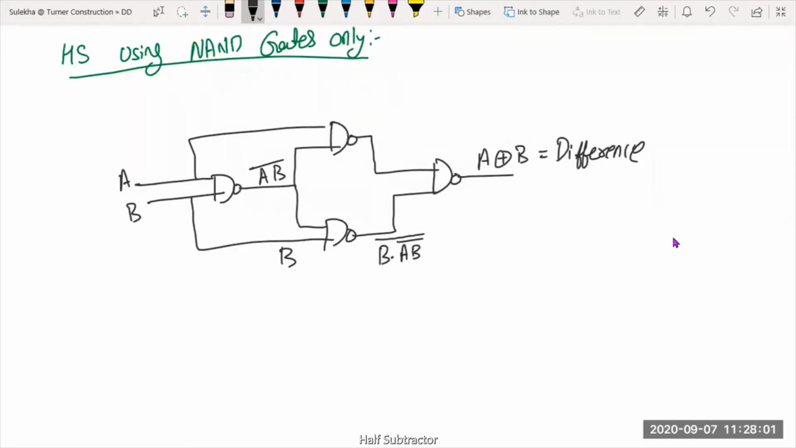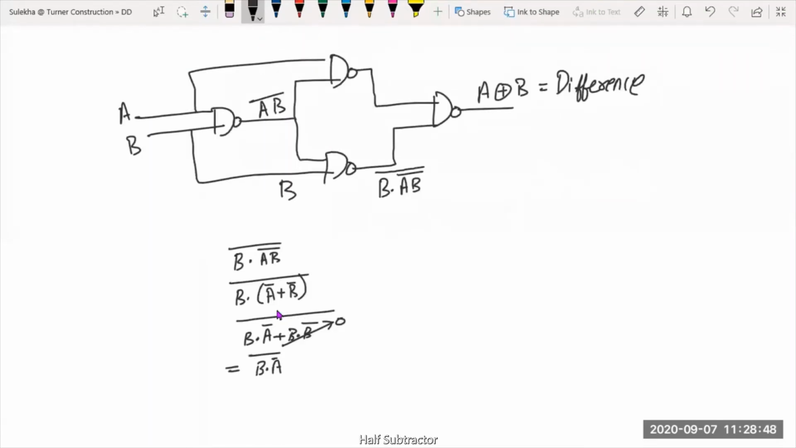If I solve this using Boolean algebra, this is nothing but B dot A B bar whole bar, and if I apply De Morgan's theorem and open the bracket, this is basically B dot A bar plus B dot B bar, and B dot B bar is 0, so I am getting B dot A bar. So what I want is A bar B, and I am getting A bar B, but in complemented form at this point.